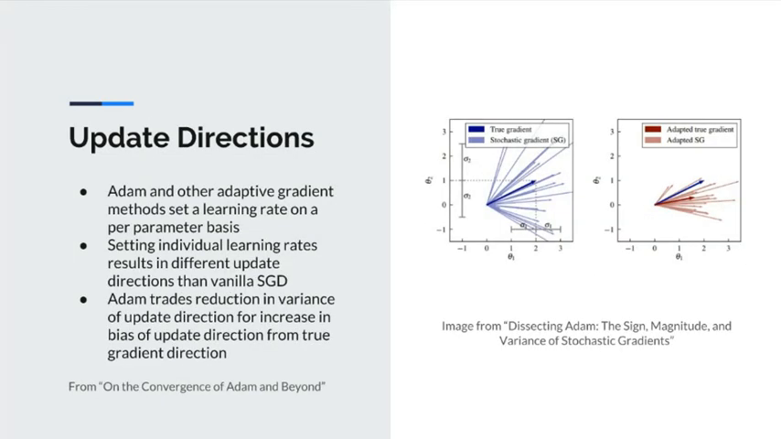Yet another hypothesis for why Adam experiences problems with generalization is that Adam and other adaptive gradient methods set a learning rate on a per parameter basis, and this leads to adapted gradients which differ from true gradients. So in other words, the updates of your model are not in the same direction as the updates of stochastic gradient descent. Here we're trading a reduction in the variance of update direction for an increase in the bias of the update direction from the true gradient direction. This was highlighted in the paper Dissecting Adam: The Sign, Magnitude, and Variance of Stochastic Gradients. And you can see an illustration of that point above.